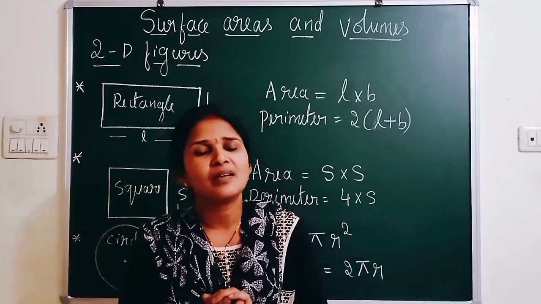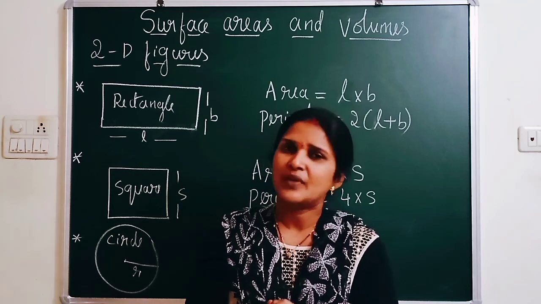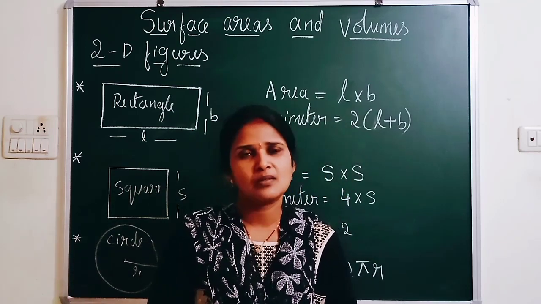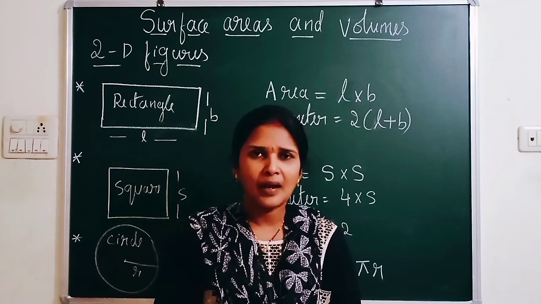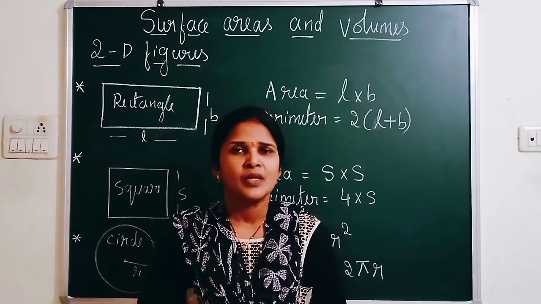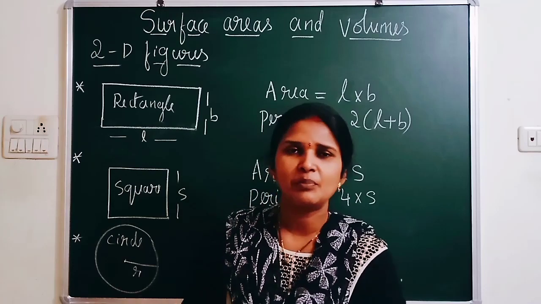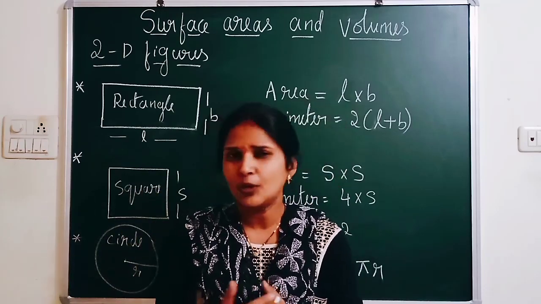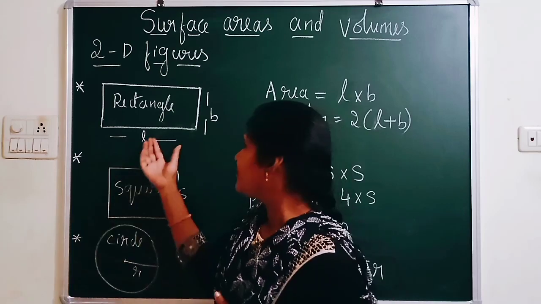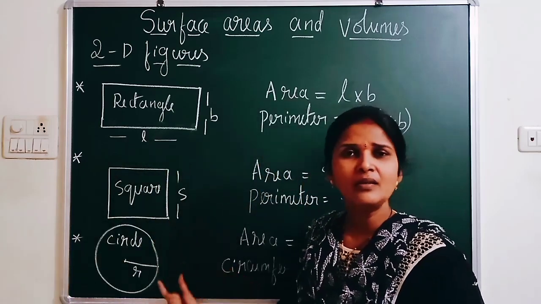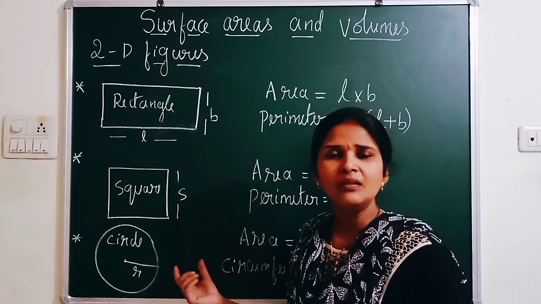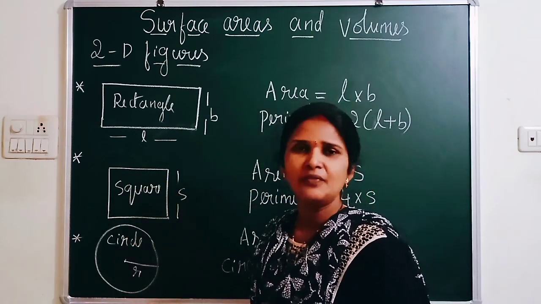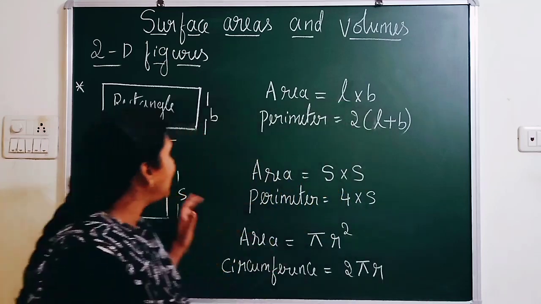So before we start the exact topic, that is the first exercise, let us recall all the formulas, both 2D figures and also 3D figures. First, before 3D figures, let me explain the area and perimeter of 2D figures. There are many 2D figures, but we need these three: rectangle, square and circle. So let me explain the area and perimeter of these three two-dimensional figures.